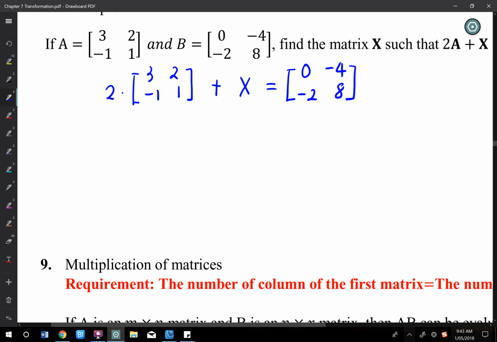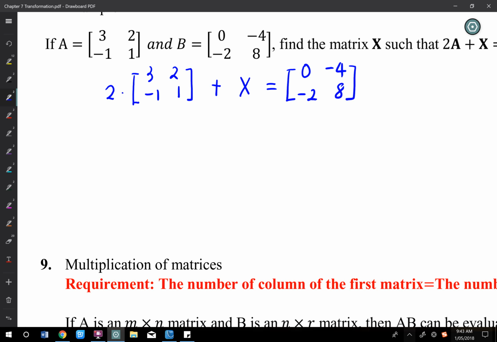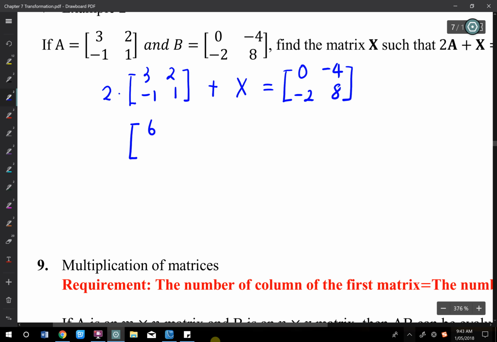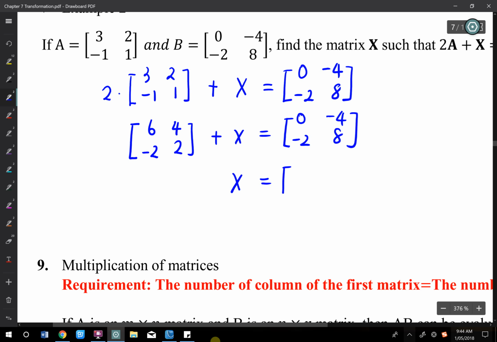So I'm looking for X. You can treat this as number. So looking for the value of X, first of all, I can enlarge the scalar factor here. 6, 4, negative 2, and 2 plus X equals 0, negative 4, negative 2, and 8. So X will equal 0, negative 4, negative 2, and 8, subtract 6, 4, negative 2, and 2.